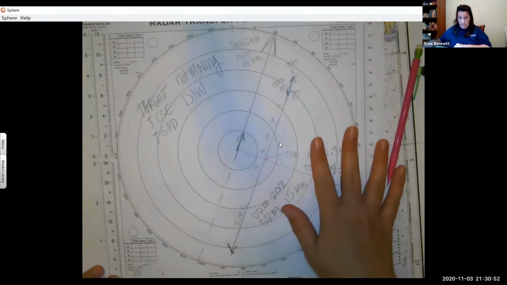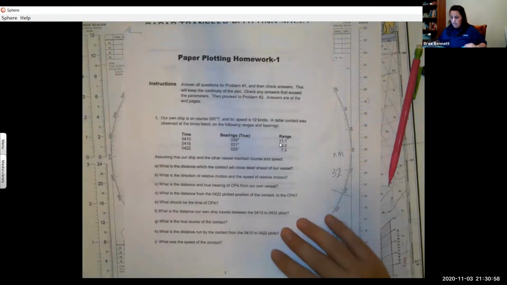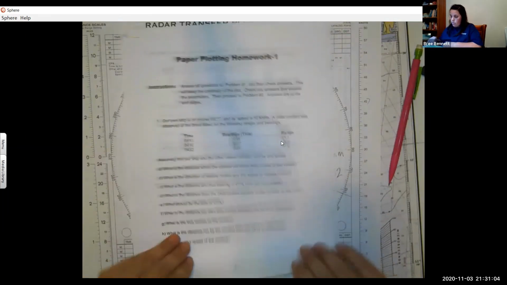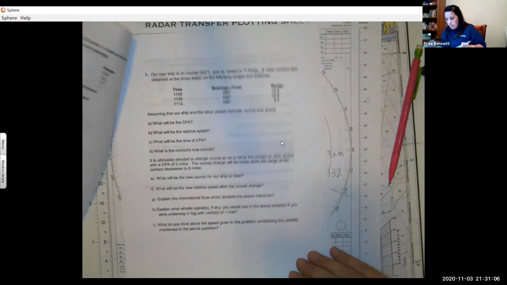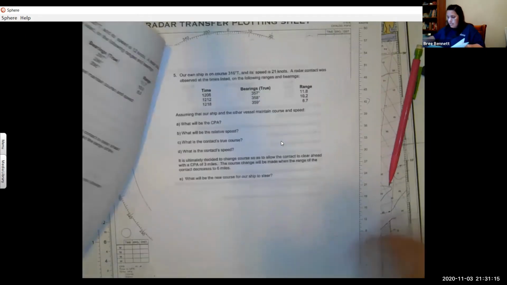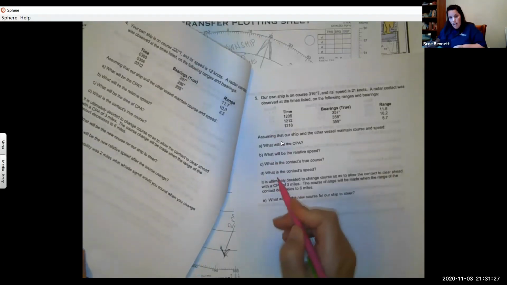So that is what we have for today. For the homework, you could answer all of one. There gets to a point, maybe towards the end of it, where it starts talking about CPA and changing your course, that's going to be next week. So I would do up to where it says you decide to change course. Does that make sense?